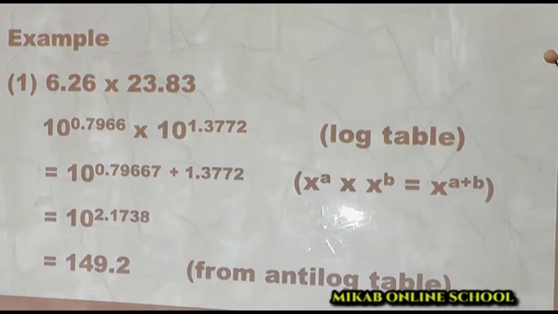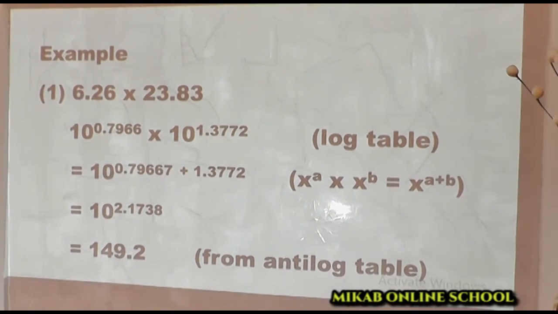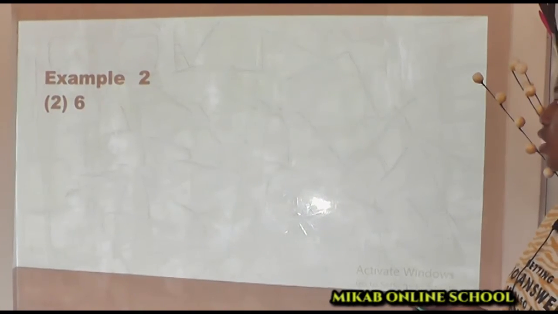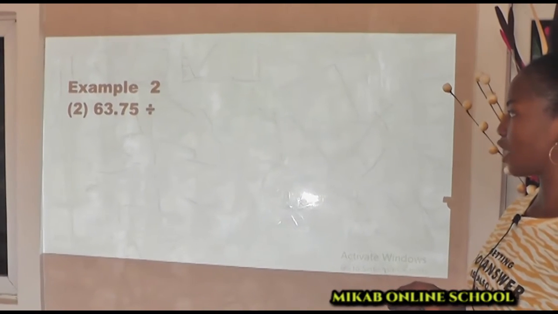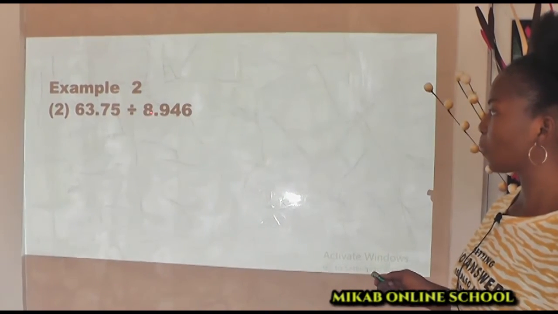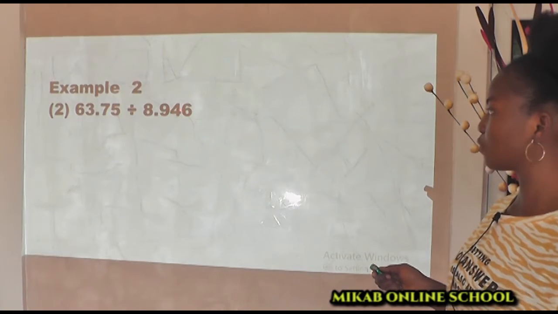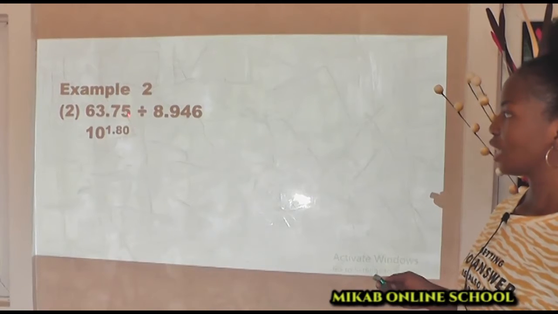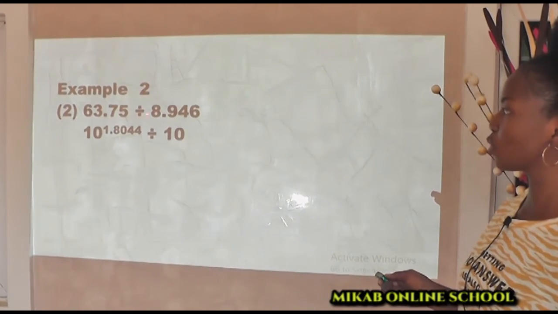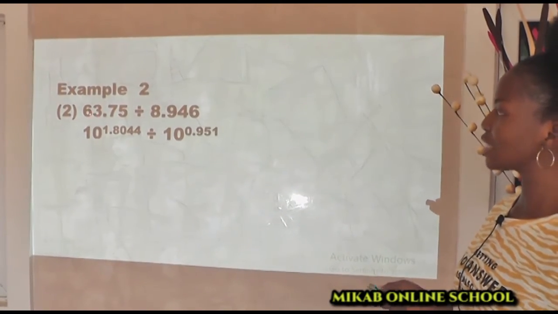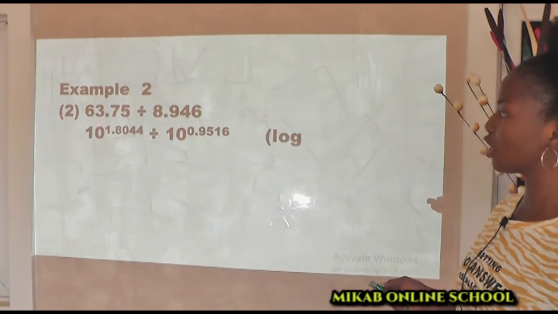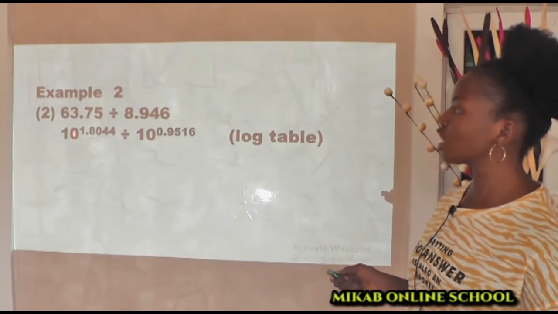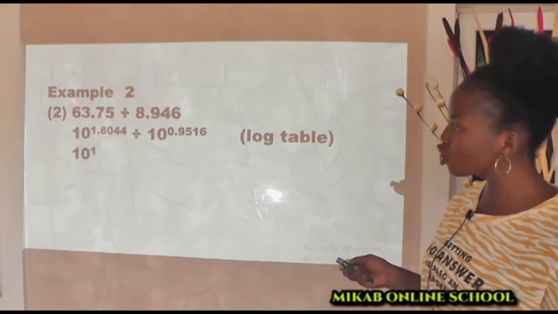Secondly, we will look at another example where we have 63.75 divided by 8.946. The previous example was on multiplication, and now the second example is on division. So this is saying that 10 raised to the power, and remember we are dealing with common logarithm with the base 10, 10 raised to this particular number is going to give 63.75.